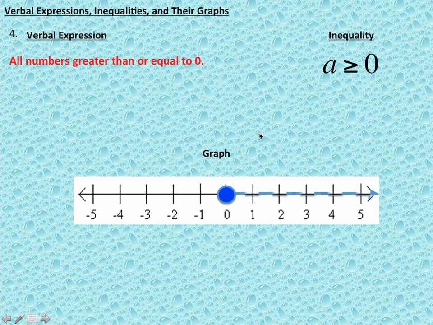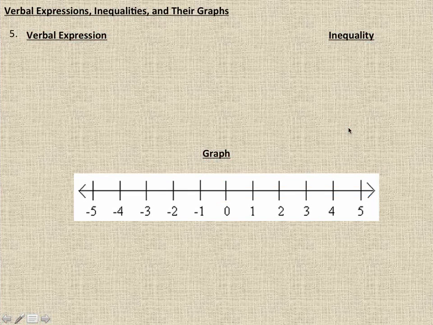Numbers that are bigger than 0 go to the right. 2 works, 3 works, 4 works. 3 is greater than 0. It works, so it gets shaded. Everything to the left does not work, so it does not get shaded. Everything to the right is shaded because it's greater than. Here's another one.